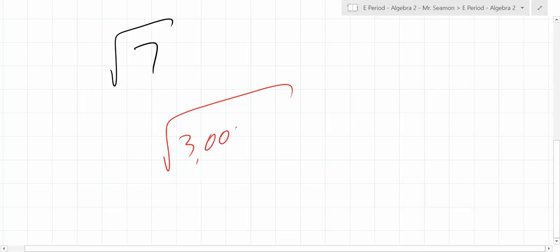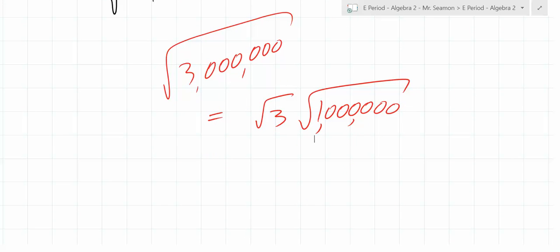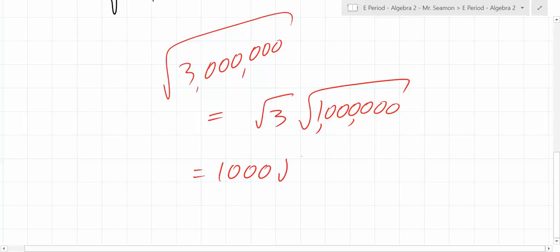So let's say you had the square root of 3 million, like this. You can do that as the square root of 3 times the square root of 1 million, right? Is that enough zeros right there? What's the square root of a million? What times itself is a million? 1,000. Yeah. It's 1,000 times the square root of 3.